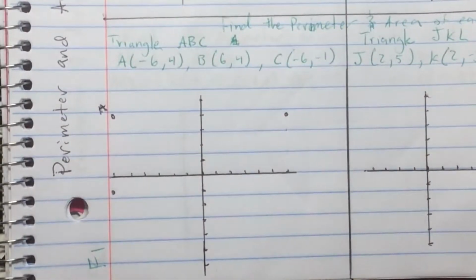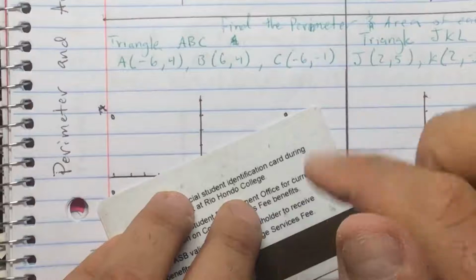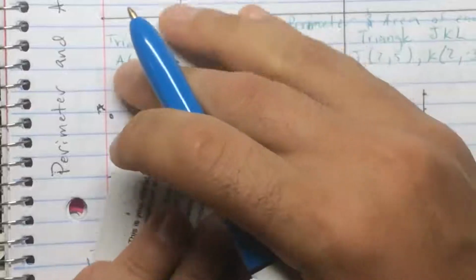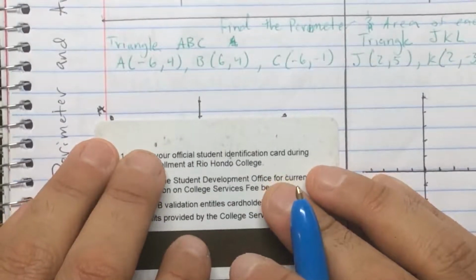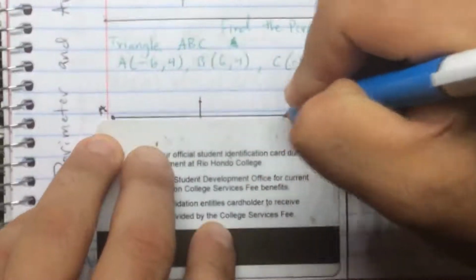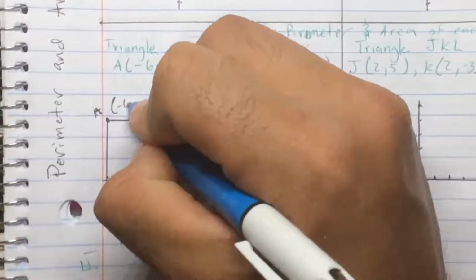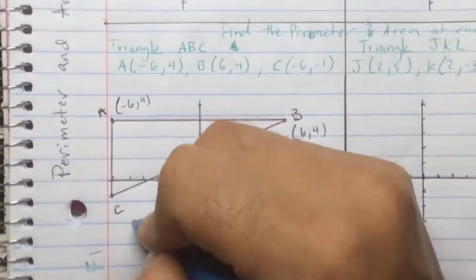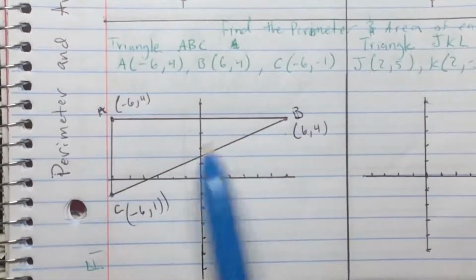All right, so now we're just going to go ahead and draw our line. And once again, this was our A, this was our B, this was our C. A was -6, 4. B is our 6, 4. And C is our -6 and -1. Now that we actually found our points, the rest of it's actually pretty easy.